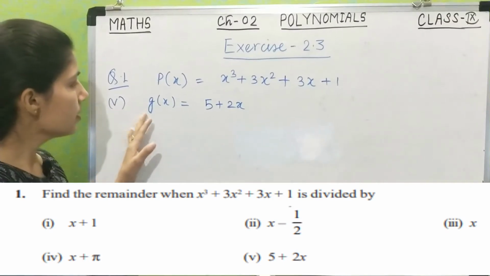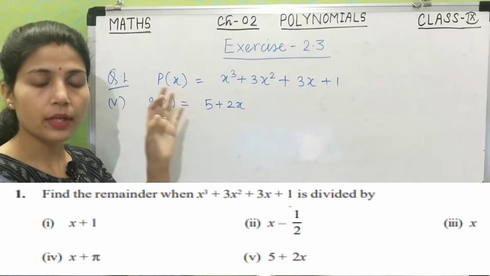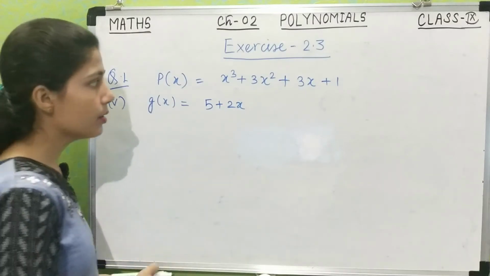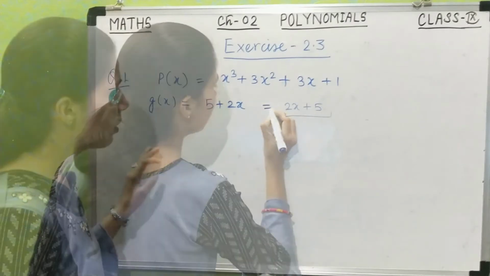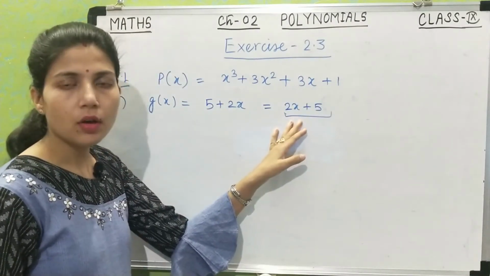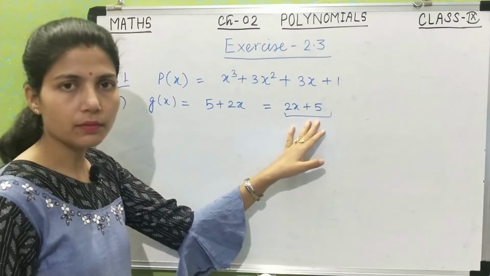Now the fifth part: the divisor given here is 5 plus 2x. Whenever you are given a divisor, just write it in decreasing order of degree. So I have written this in decreasing order of power: 2x plus 5.